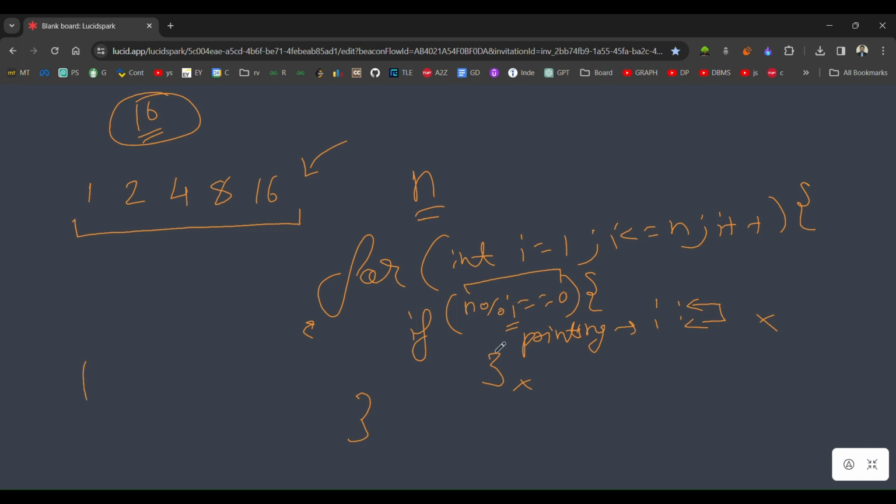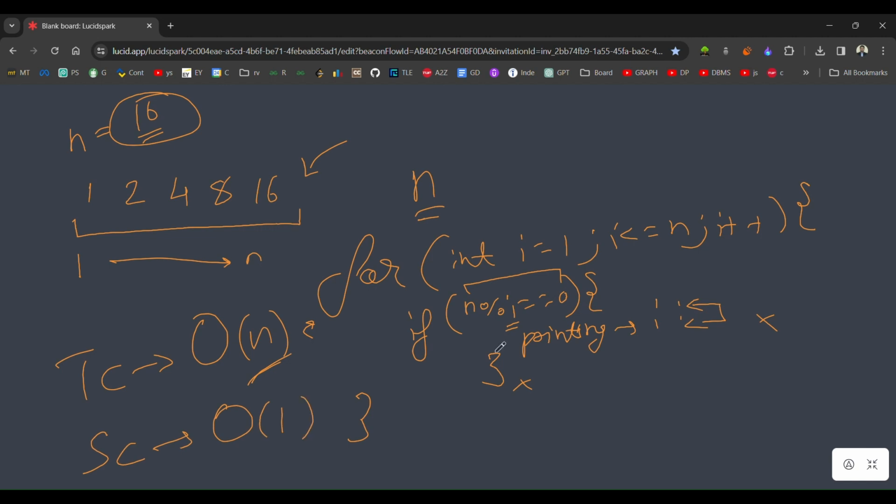So the time complexity will be O(n). Why? Because if n is given to you, let's say here n was 16, you will iterate from 1 till n, right? So that's how the time complexity is O(n), and space complexity will be O(1) because we are not using any extra space.